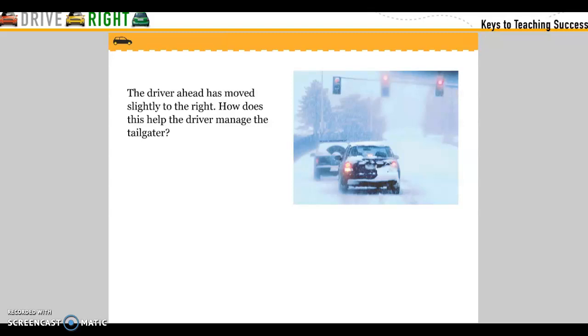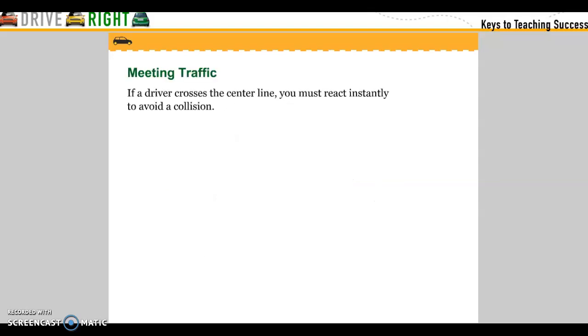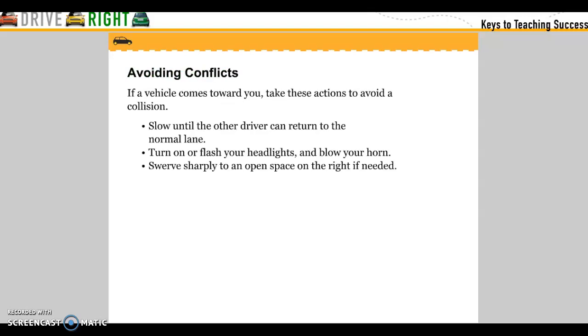The driver ahead has moved slightly to the right. How does this help the driver manage the tailgater? Objective. List the steps to avoid conflicts with other oncoming traffic. Meeting traffic. If a driver crosses the center line, you must react instantly to avoid a collision.